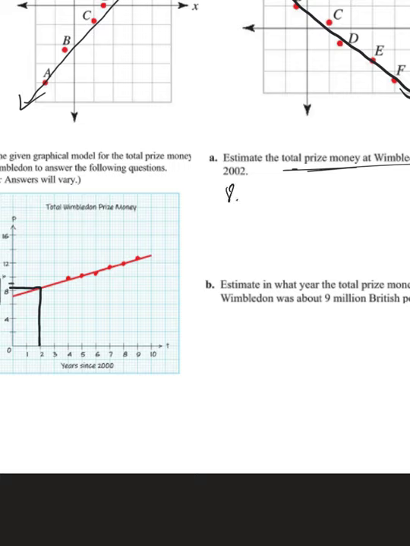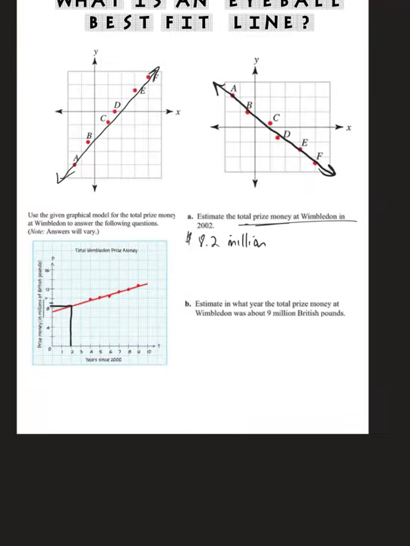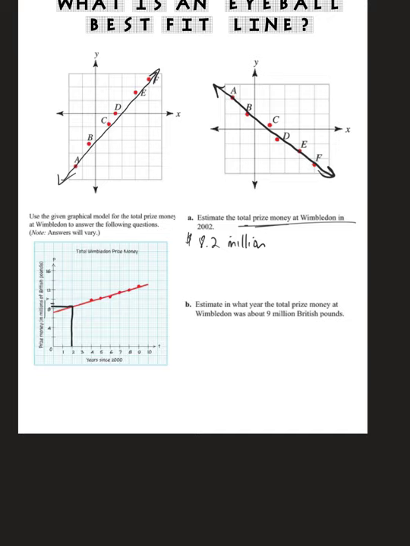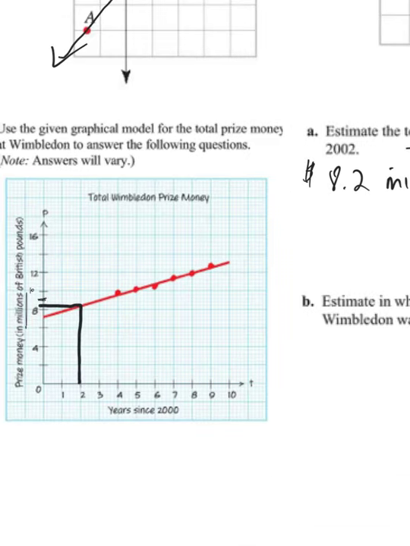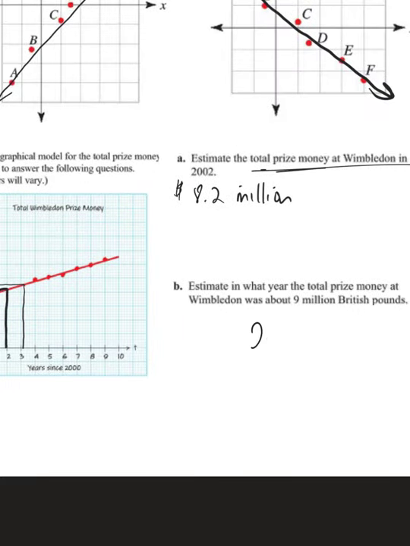An estimation, again, is an estimation. So if you had 8.3 or 8.1, it doesn't necessarily mean that you're wrong. When they're asking you to estimate, they're trying to look for a window of values. The next one, estimate in what year the total prize money at Wimbledon was about 9 million. So 9 million, again, we just decided it was about right here. So I'm going to follow this over and down. That looks like that probably happened in the year 2003.